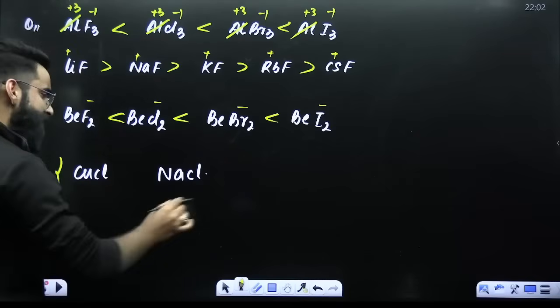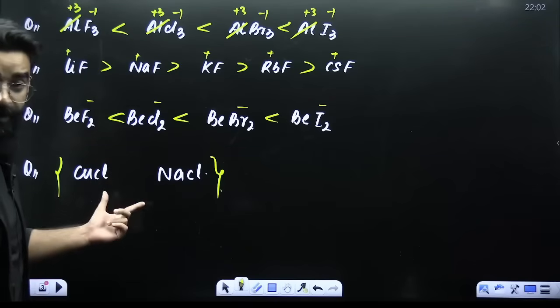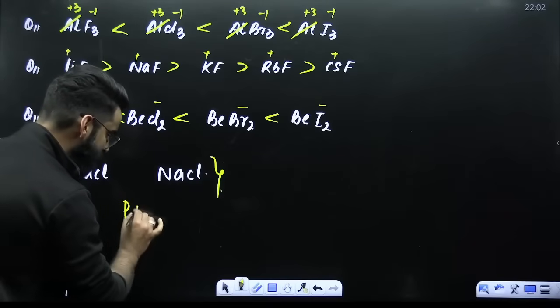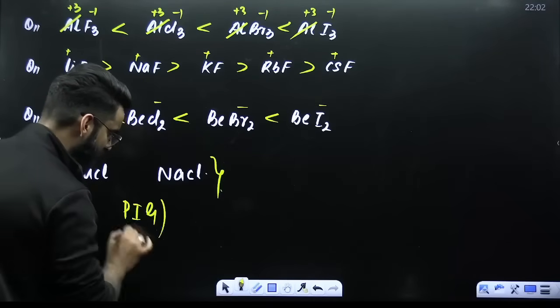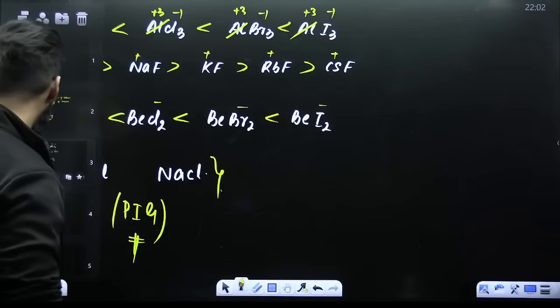And this particular question, you are going to tell me its answer in the comment section of this video. Let me give you a hint: over here you get pseudo inert gas configuration. Based on the pseudo inert gas configuration, let me know the answer to this question.